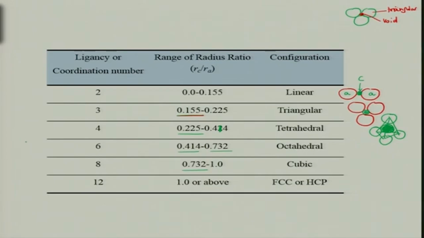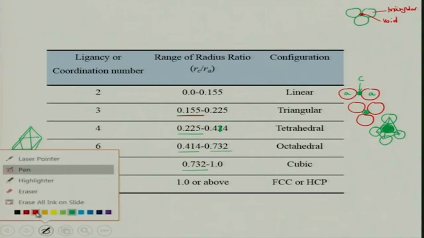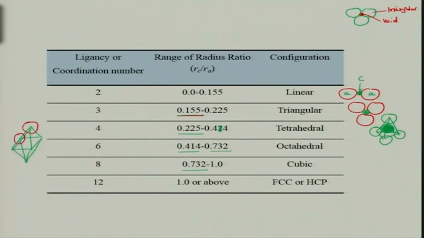Octahedral will have this kind of coordination. So, you will have octahedra like this. Here you will have these atoms, and somewhere in between we will have this little octahedral void, and the ion is less than 0.732, but more than the size of the octahedral void. The moment you reach 0.732, it is the boundary of cubic.